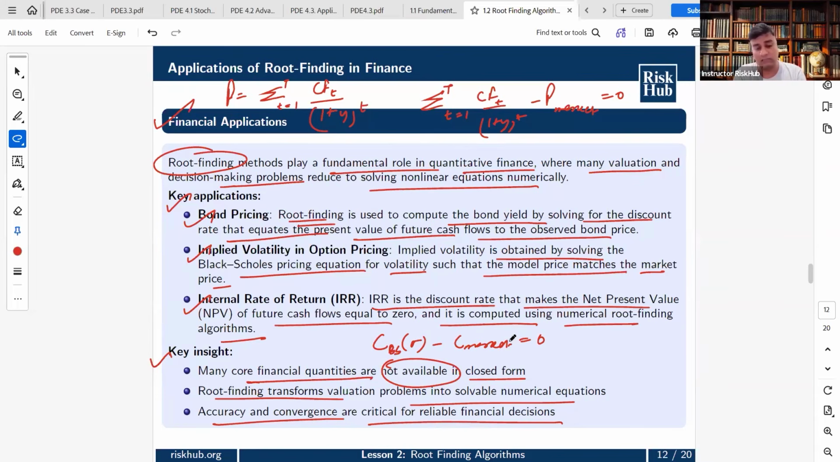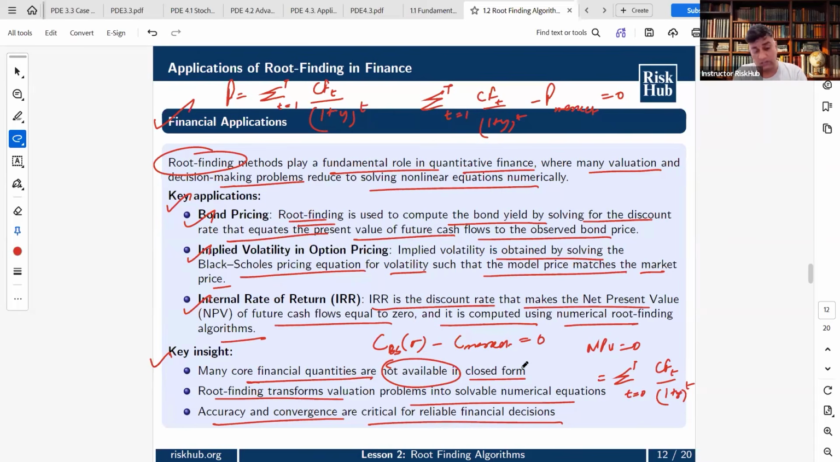In option markets, implied volatility is often more important than the option price itself because it tells us what volatility the market is pricing, right? Then we have IRR, right? Same thing here also. We put NPV equal to 0. And the NPV calculation is what? The summation from t equal to 0 of CF_t over (1 + r) raised to the power t. Okay, the sum of discounted cash flows equals 0 in finance.